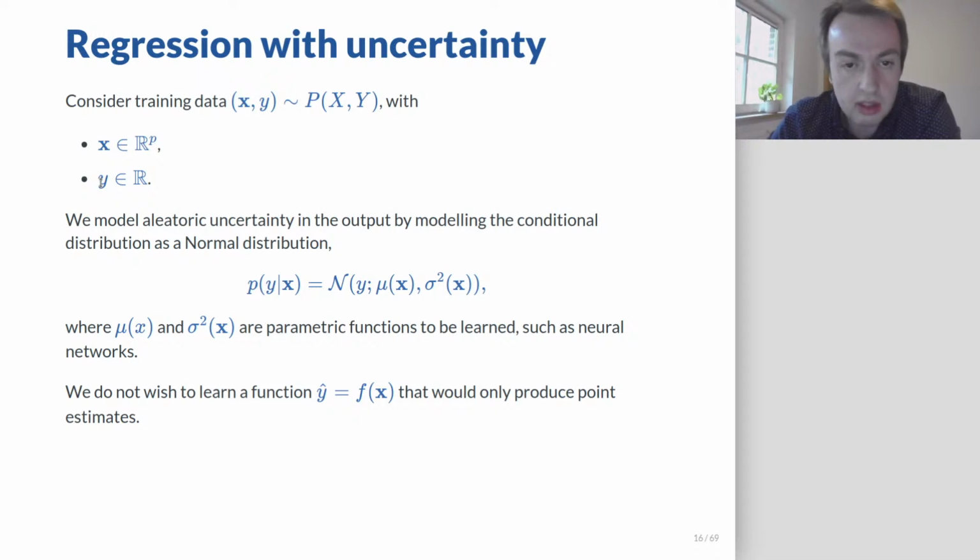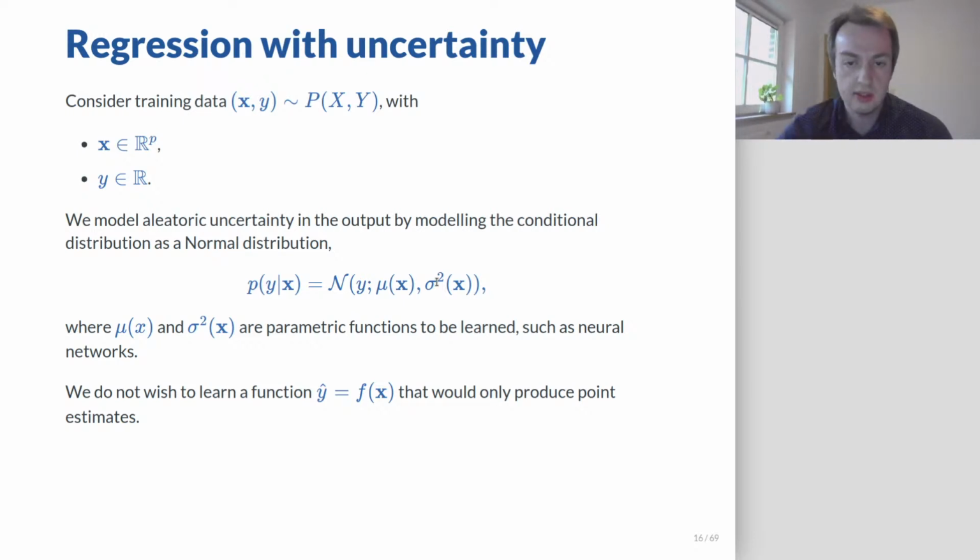And so for example, we could assume, and this is a choice that you make as a modeler, that this conditional distribution p(y|x) is such that y is normally distributed around some value mu(x), which is a function of the input x, and with some variance sigma squared, which is also a function of the input x. And of course, since this is a course about deep learning, we'll specify both mu and sigma squared as neural networks.